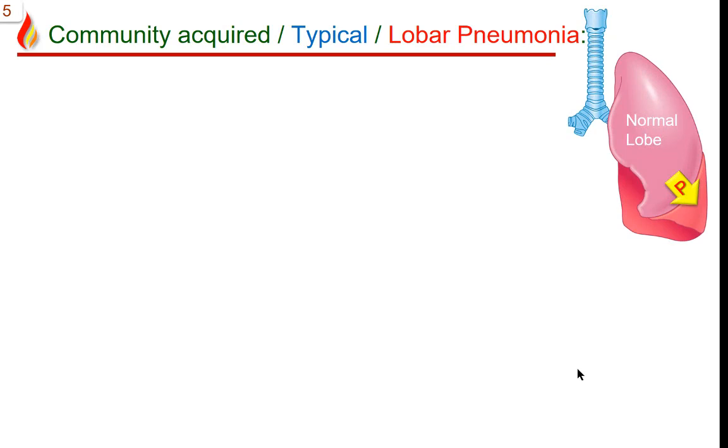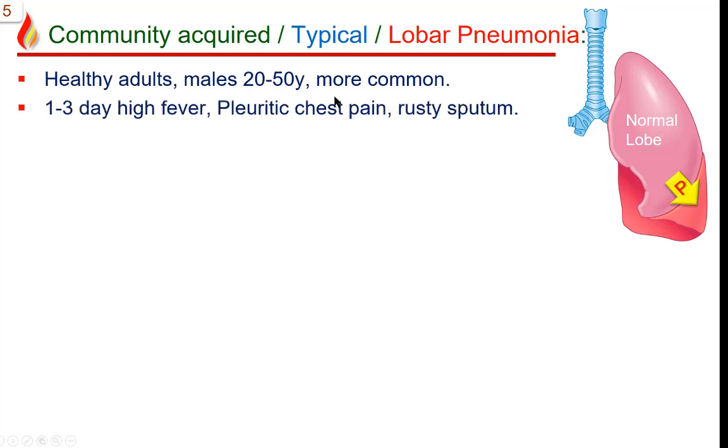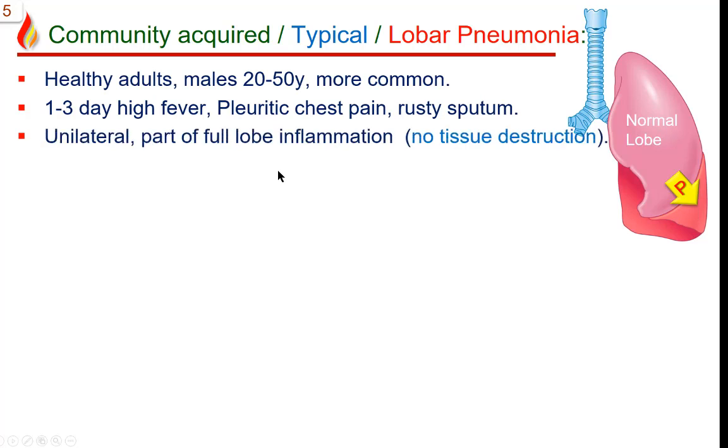Now we'll go into detail of the commonest. Community acquired are also known as typical lobar pneumonia. Usually healthy adults in the community, middle age 20 to 50 years, males more common. 1 to 3 days of high fever, pleuritic chest pain, rusty sputum with severe dyspnea because the lung cannot absorb oxygen. It's full of inflammatory fluid.